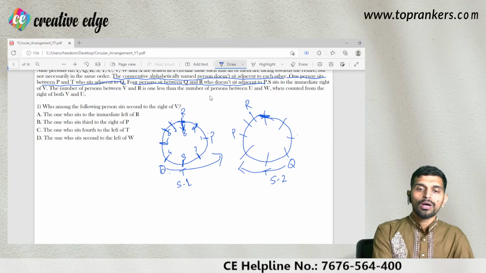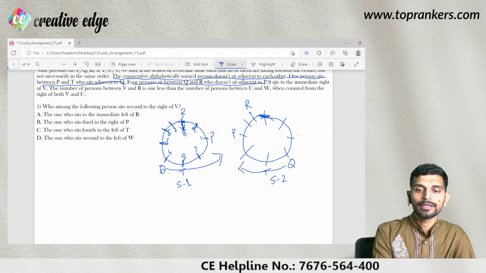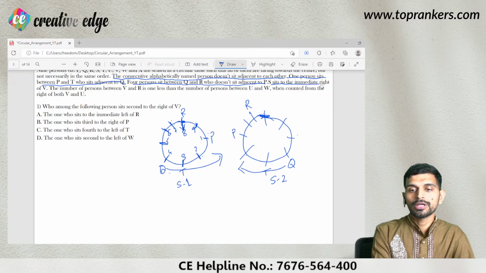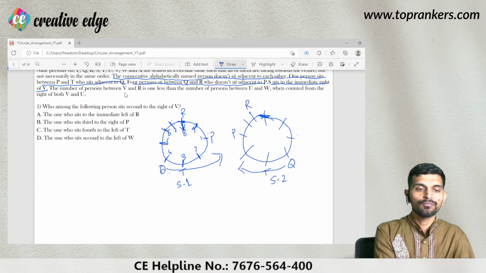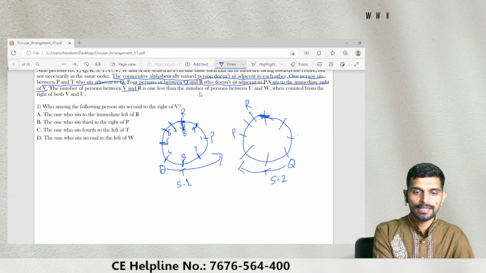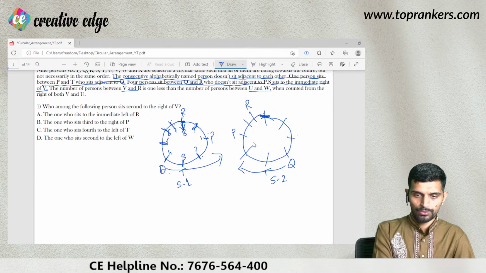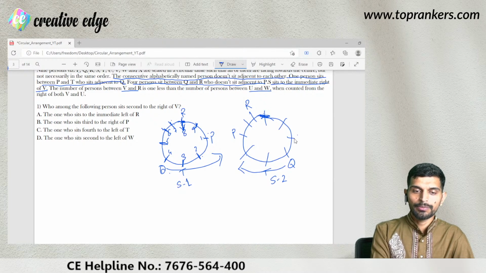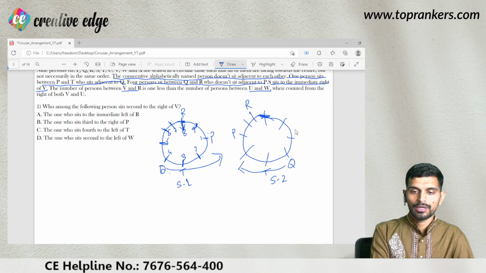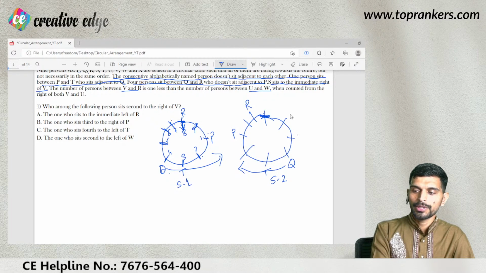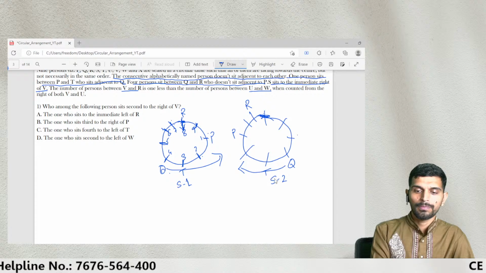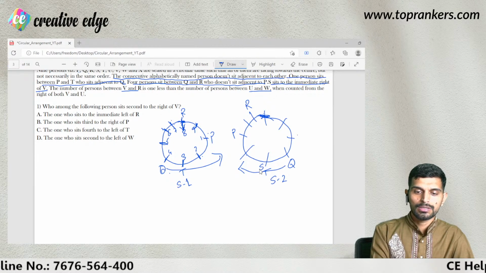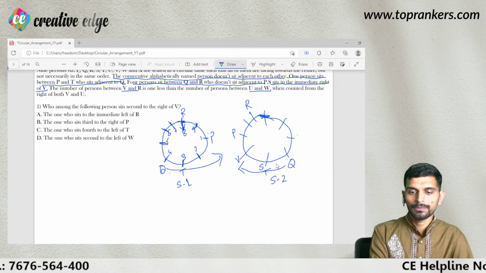Now, after this, let's read it. S sits to the immediate right of V. The number of persons between V and R is one less than the number of persons between U and W. So S sits immediate right of V. I can place S here, V here, right? S sits immediate right of V.